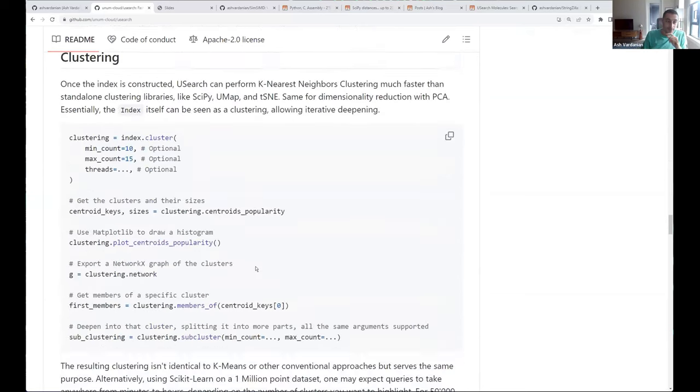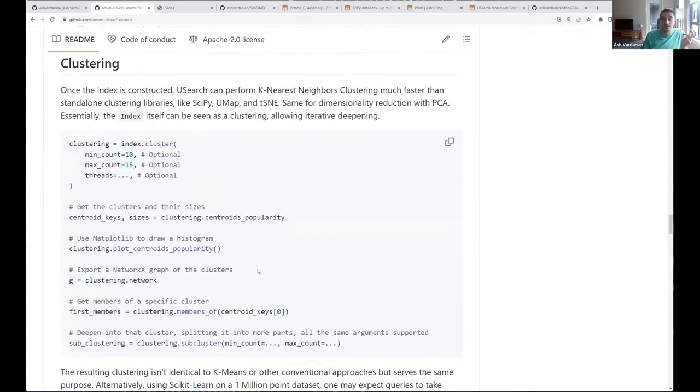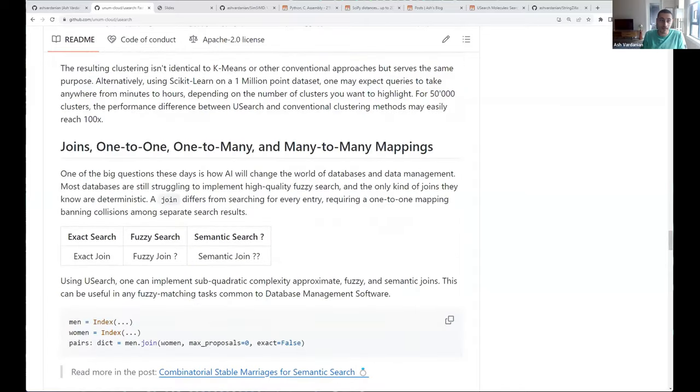And of the other nifty features that are not supported by most vector search engines, USearch supports clustering. So essentially, instead of using t-SNE or UMAP or SciPy to cluster the points ad hoc, you can actually use the index that was already pre-constructed to perform clustering in close to real time, and even on billions of points, which is a very rare functionality.